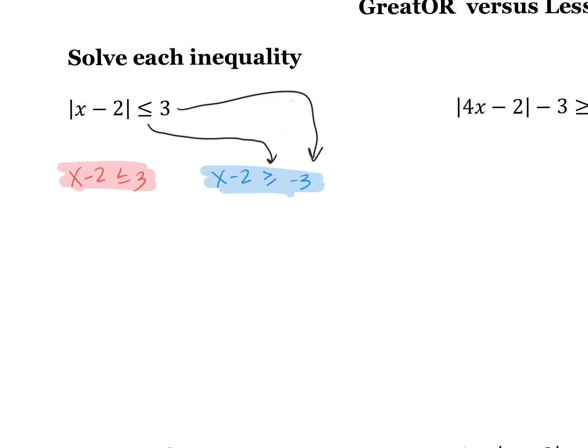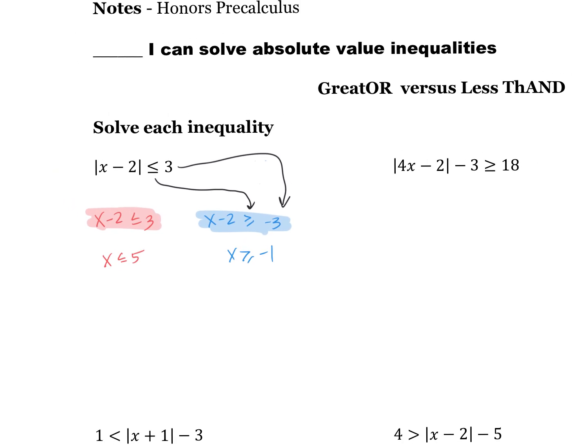Let's go solve them. How would I solve for x on this one? x would have to be less than or equal to 5. I got that by adding 2 to both sides. What about my x over here? Greater than or equal to -1. So here's the deal. We're saying as long as my answers are less than 5 but bigger than -1, this is going to be a true statement.